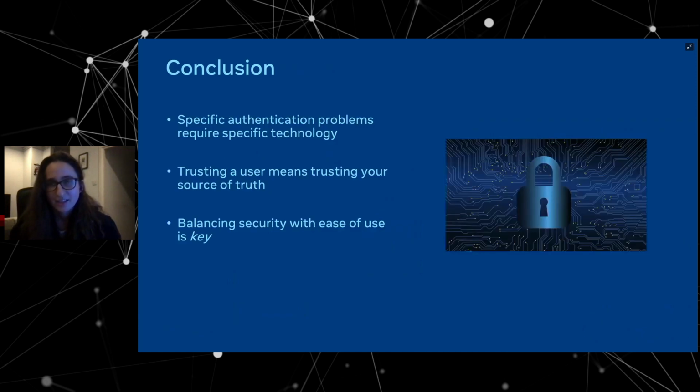To conclude, can we trust each other yet? We're getting there. There's no one-size-fits-all solution to establishing employee trust. Rather, specific authentication problems require specific technologies to solve distinct problems that close the gaps that could lead to breaches in trust. Further, trusting a user means trusting your source of truth. It's not enough to have the strongest authentication methods in the world if you can't say with confidence that the data that backs those methods is stored securely.